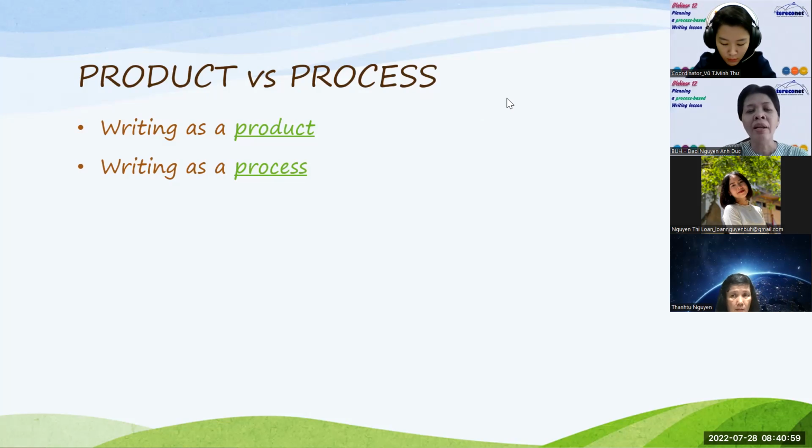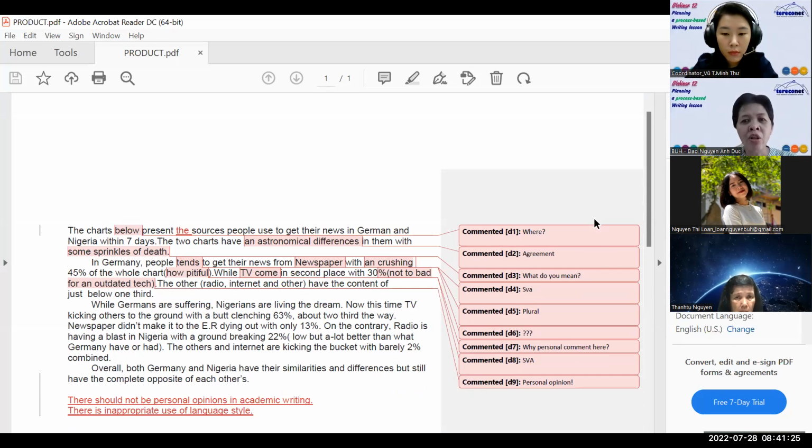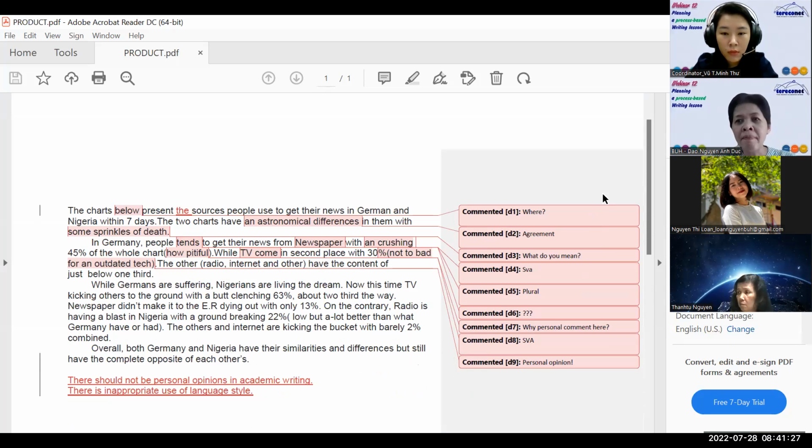Yeah, okay. So before I share with you what I think, let me show you what I have to illustrate my point of writing as a product and then writing as a process. So let's see if I can link. Okay. Now, let me share the new one. Can you see the new screen?